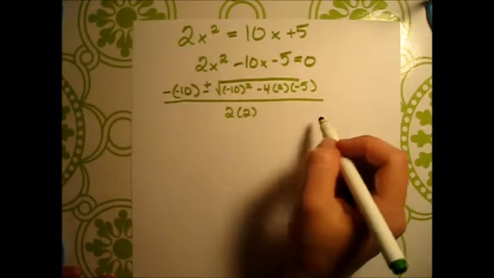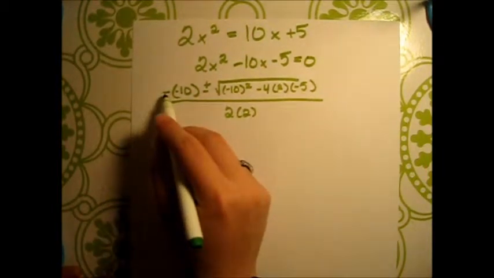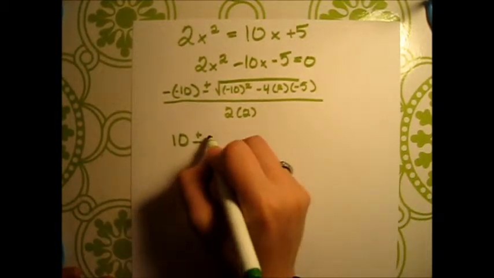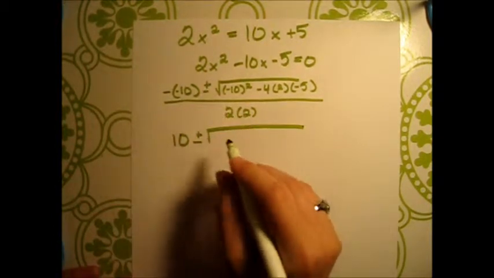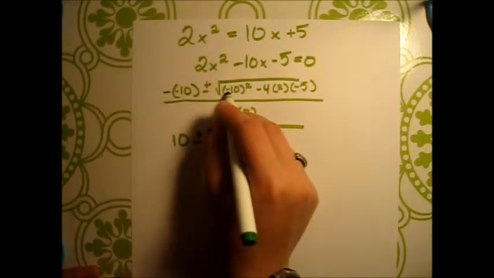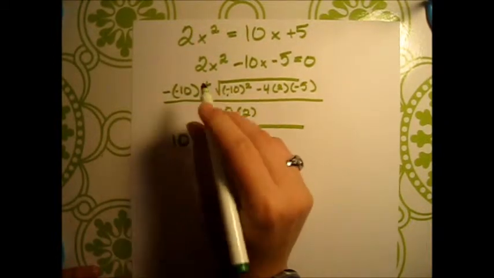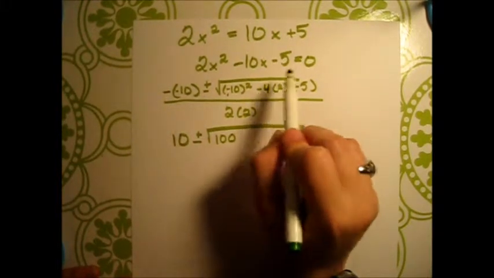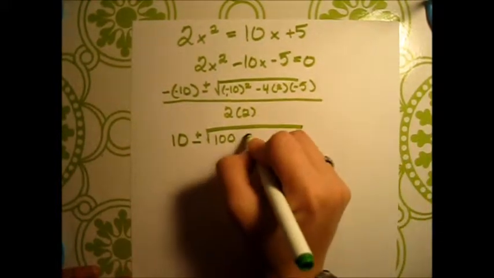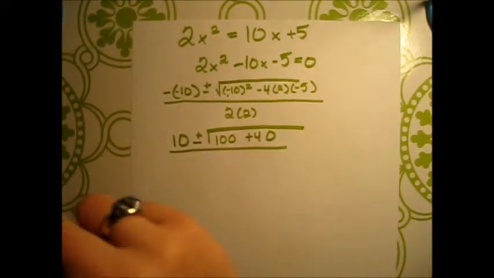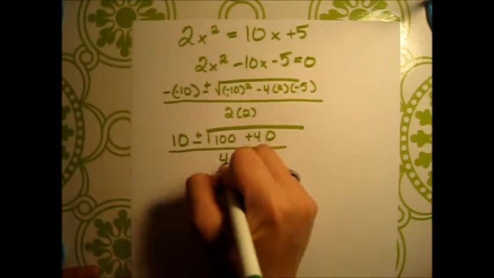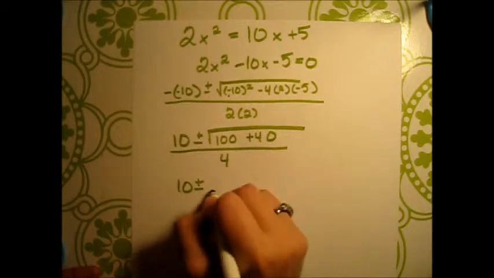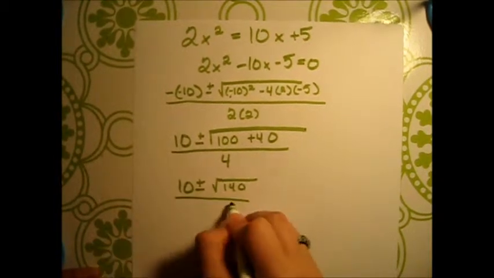Now we're going to do what's under the radical first, just to stay consistent. So since this is a negative to a negative, we're going to get just the positive. And the little boy still can't decide, so it's plus or minus square root of negative 10 squared. Since the negative is in the parentheses, it does not apply. So we're going to get 10 squared is 100. Negative 4 times 2 is a negative 8 times a negative 5 makes it a positive 40. And all of this is over 2 times 2, which is 4. Now we're going to bring it down, 10 plus or minus. This is the square root of 140 over 4.